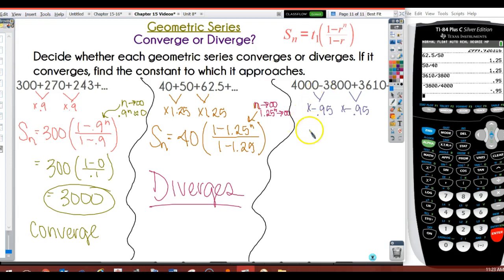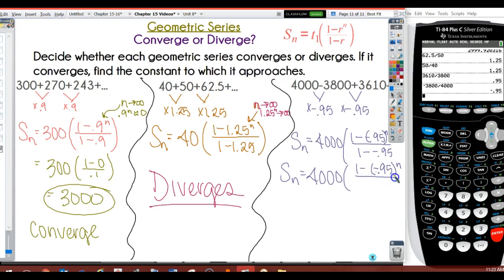So we'll go ahead, set it up in the sum formula. So I will have my first term, 4,000, times 1 minus negative 0.95 to the n, over 1 minus negative 0.95. And this should be in parentheses, that negative 0.95. From here, I will get 4,000 times 1 minus negative 0.95 to the nth, all divided by positive 1.95.